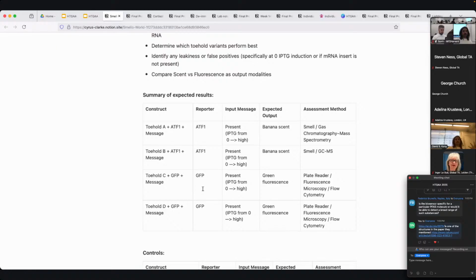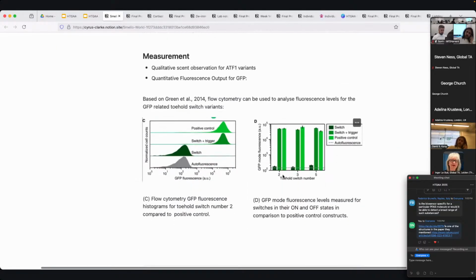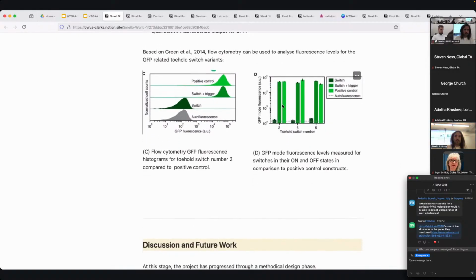I also have a quantitative output with my GFP, which should look something like this based on whether the toehold switch is functioning or not. So where the toehold switch is blocking downstream expression, I should see very little fluorescence. And when the toehold switch is opened, we should see obviously normal levels comparable to the positive control.